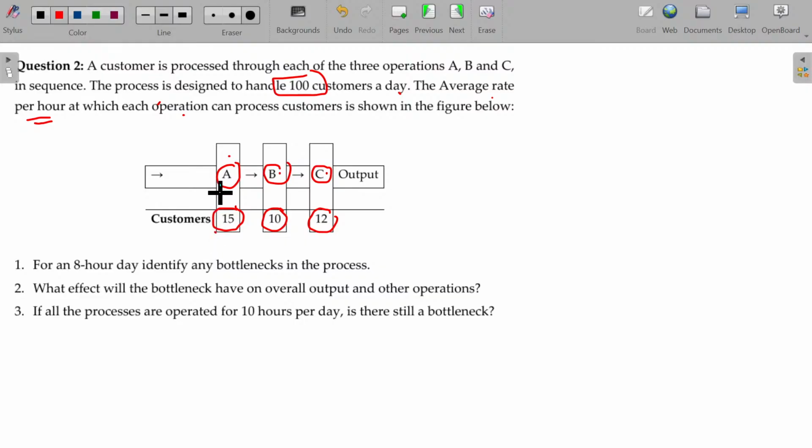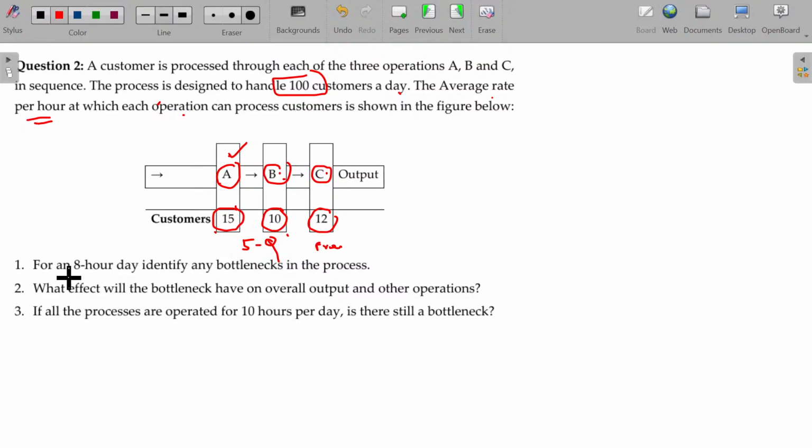15 customers are verified and finished, and they will go out from A. And in B, they can manage only 10 customers, so 5 customers should be in queue. And C is capable of handling 12 customers, but only 10 customers are coming. They are having free time, idle time for 2 customers.